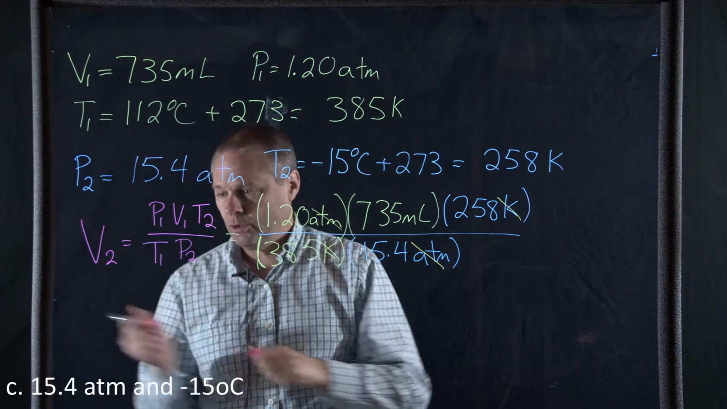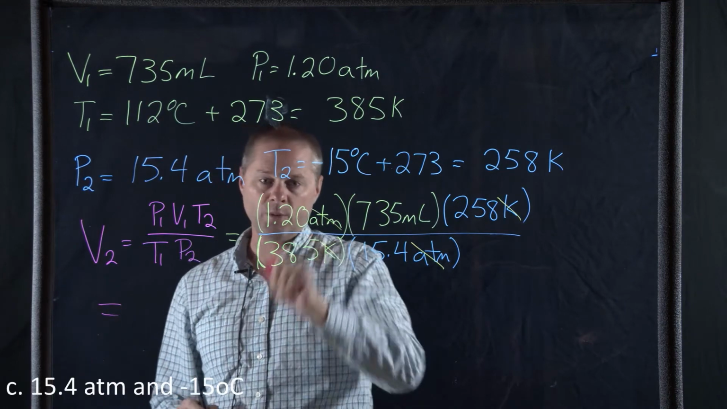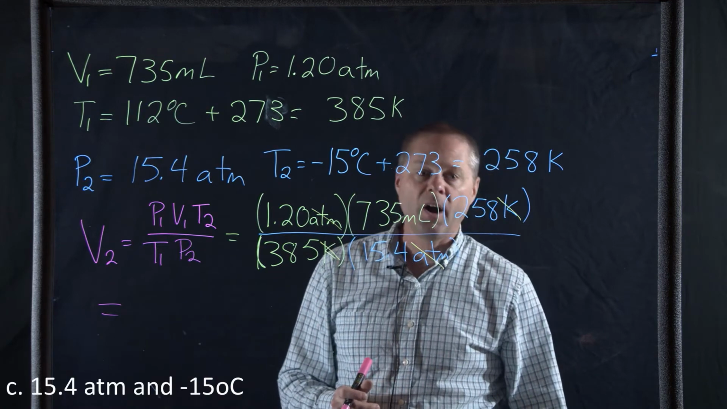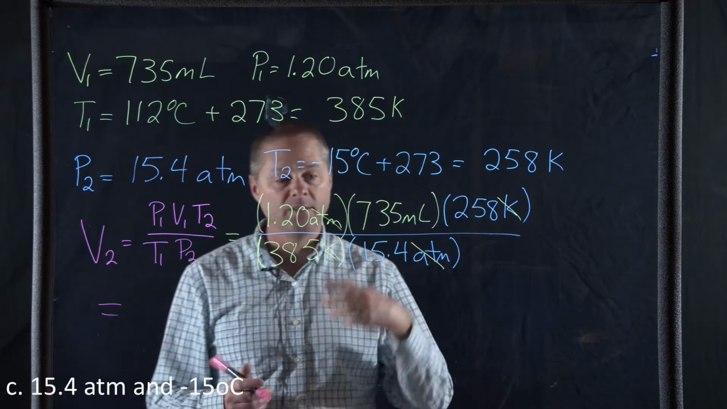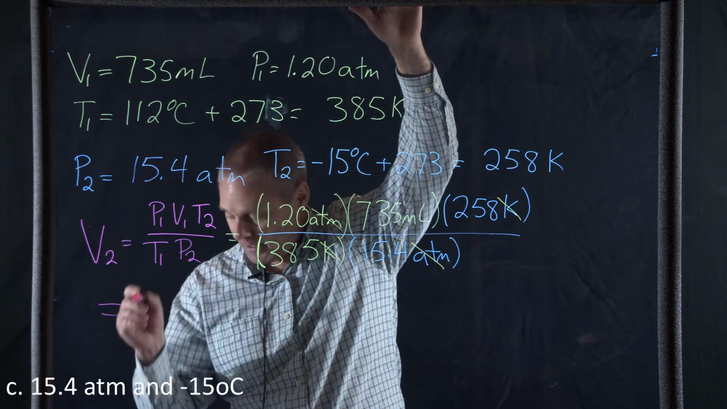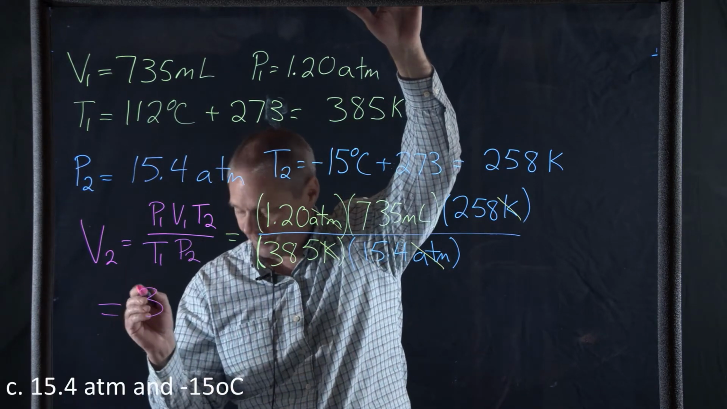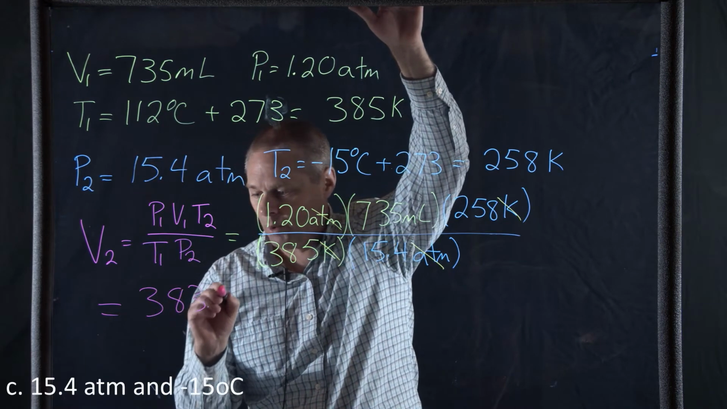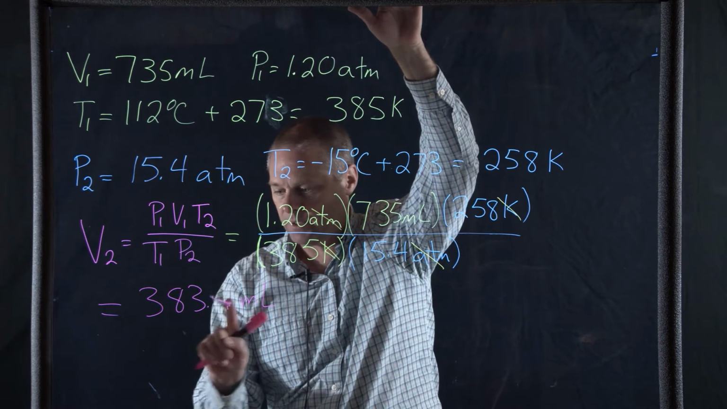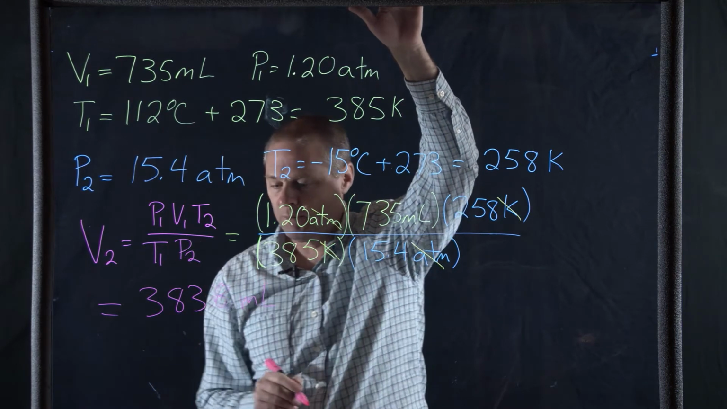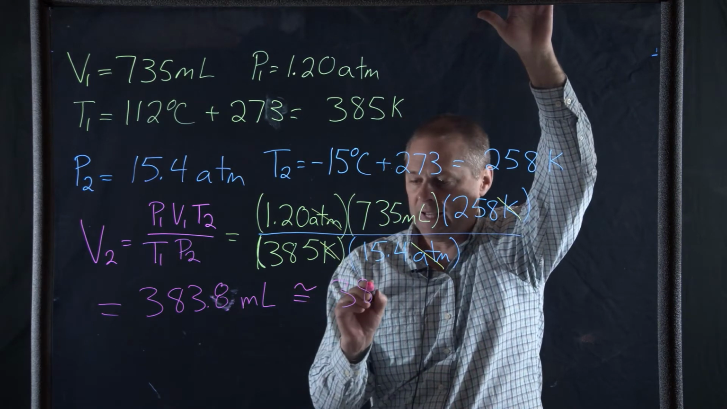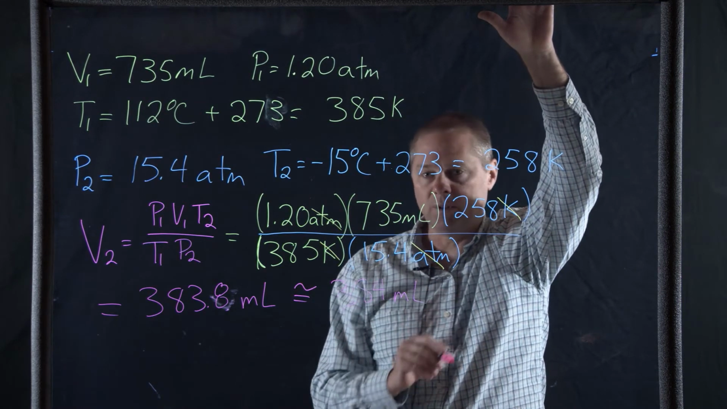We go through and we do this calculation. So you take 1.2 times 735 times 258 divided by 385 divided by 15.4, and our volume for V2 is going to be equal to 383.8 milliliters, or we can call this approximately 384 milliliters.